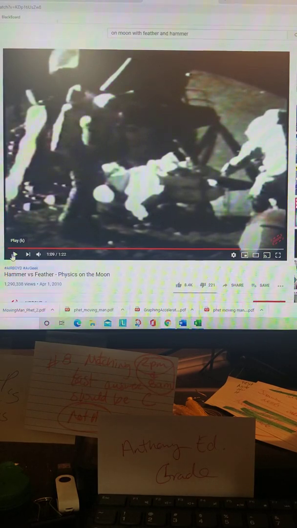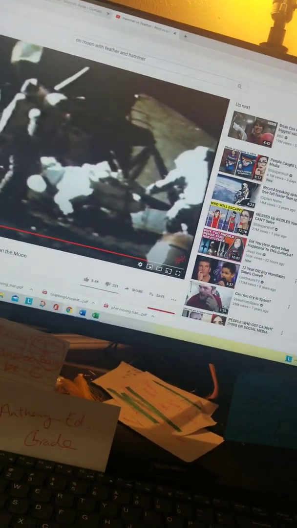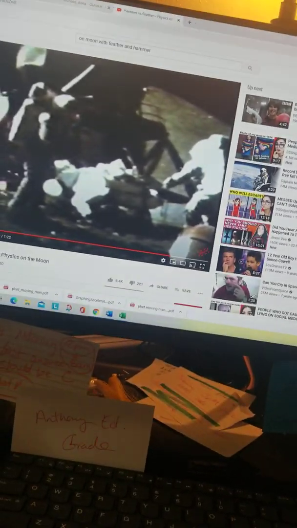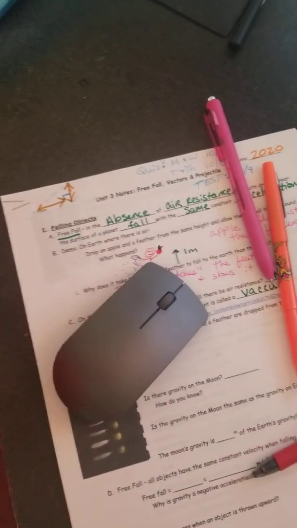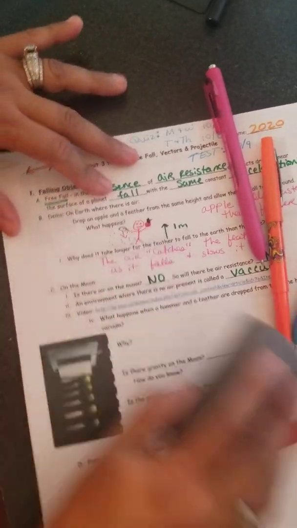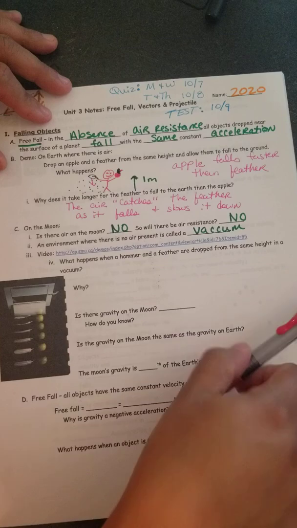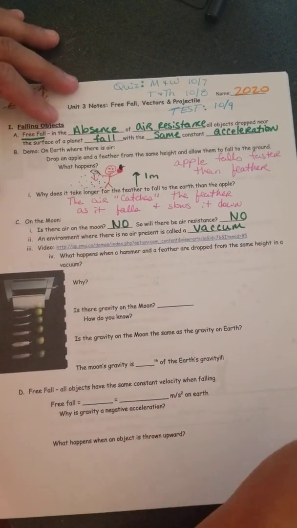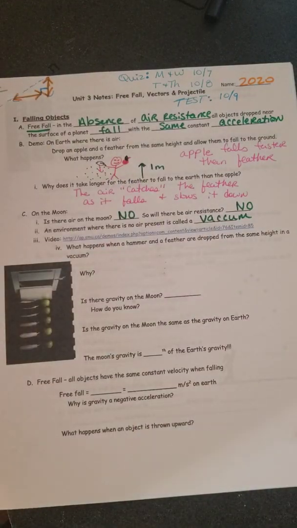Okay, so that was the video that's in our notes. Yes, I know, even though we've never been on the moon, that there is no air on the moon. But it makes a huge difference when it comes to physics, okay? It makes a big difference when we're talking about what's going to happen. It makes a difference on how things are going to react regarding motion and movement.